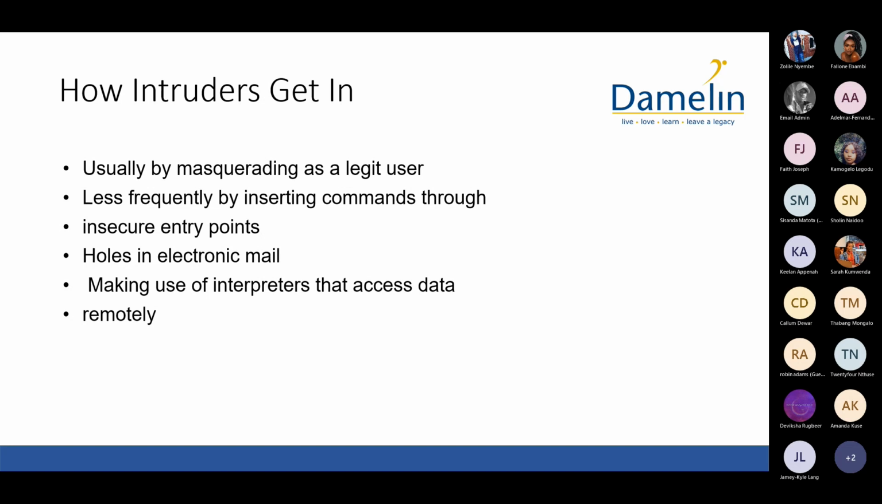How do intruders get in? Usually by masquerading as a legit user, less frequently by inserting commands through an insecure entry point. So you find that most of the time, an intruder is someone who's already in the organization and maybe they have credentials of someone else or something like that. So they are masquerading as a legit user. Okay, they're impersonating that person to gain access to the system.